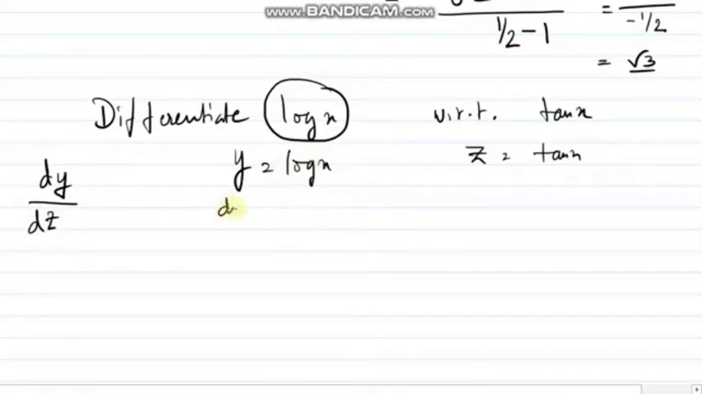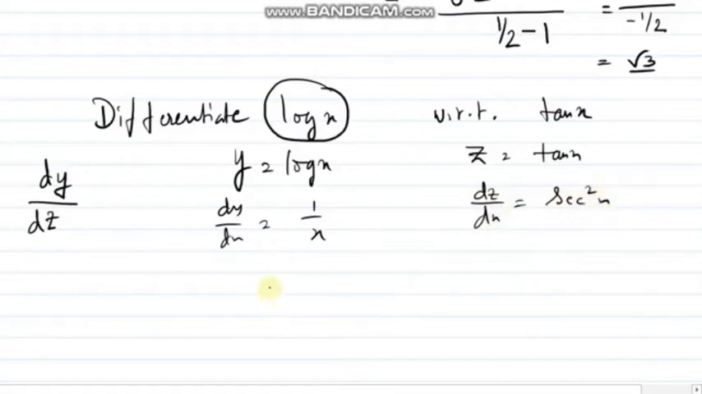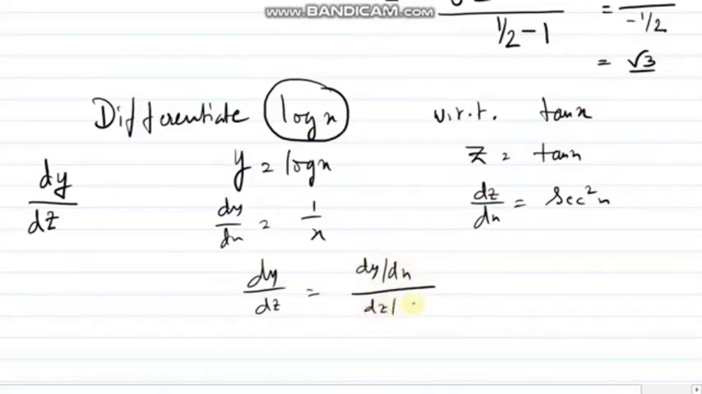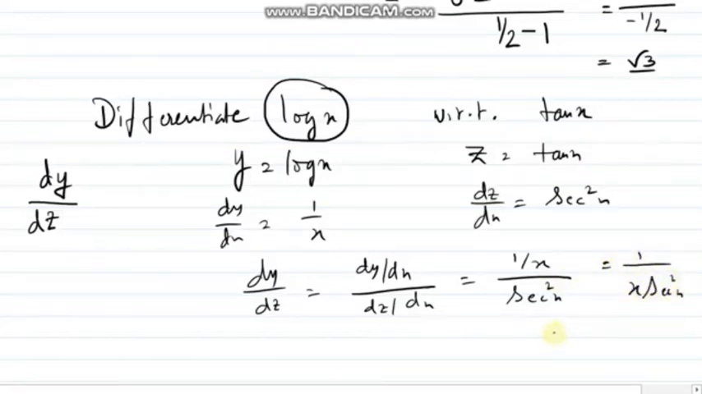So now your dy/dx will be equal to 1 divided by x, and what will be your dz/dx? That will be equal to sec square x. So what will be your dy/dz? dy/dz will be, please do remember to write this, dy/dx divided by dz/dx. So it will be dy/dx is 1 divided by x, divided by sec square x. So the answer will be 1 divided by x sec square x. Is it fine, all of you?